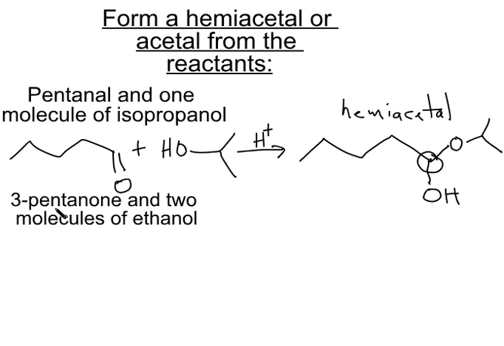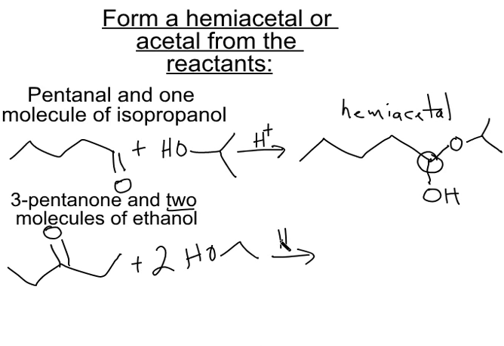Now we're going to make what will be an acetal, because we're going to use 2 molecules of an alcohol. We're going to start with 3-pentanone. So let me draw our 3-pentanone. So we have our 5-carbon chain. We know that the carbonyl is on carbon 3. So that is our 3-pentanone. And we're going to be adding to that 2 molecules of ethanol.